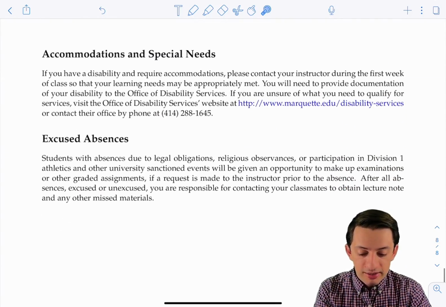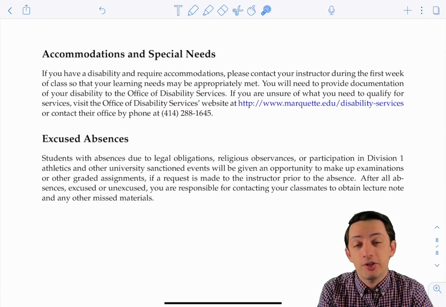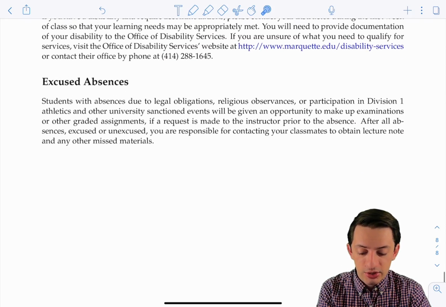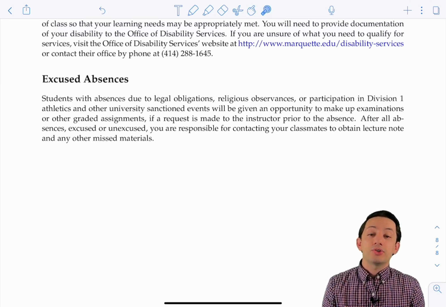Okay, the rest here is the kind of thing that you see on all syllabi. If you have accommodations through the Office of Disability Services, bring that to the attention of your TAs and bring it to the attention of me as soon as possible so we can make any accommodations that you might need. And the excused absence policy here is just the typical Marquette one. Okay, so that's the syllabus.